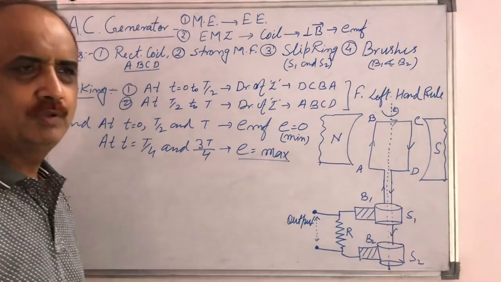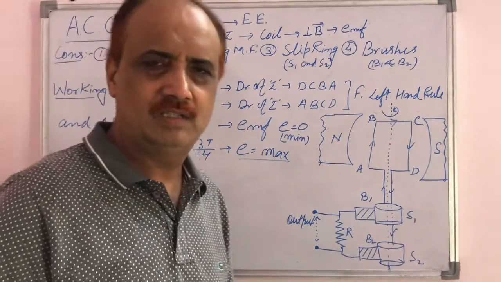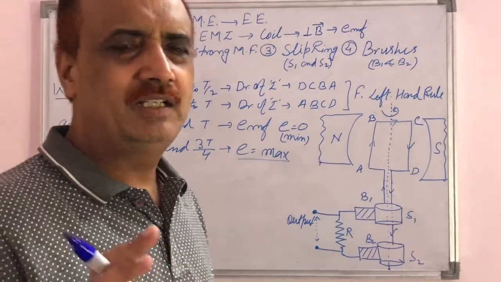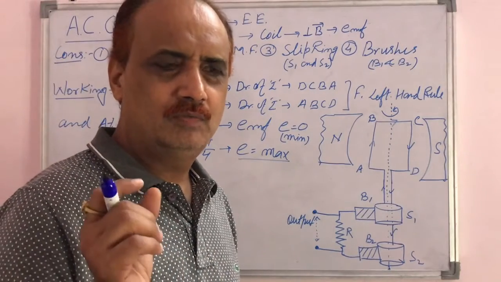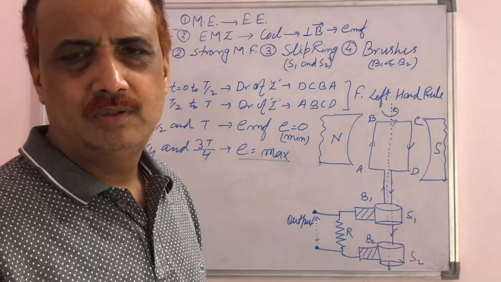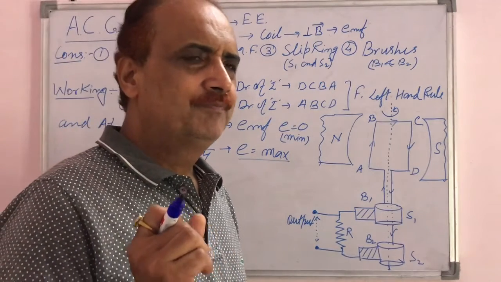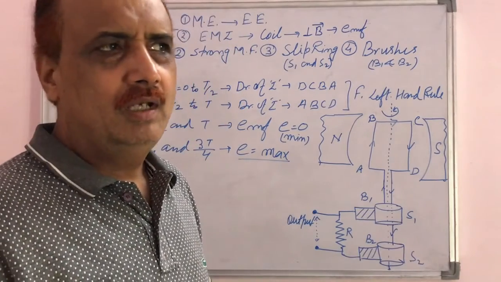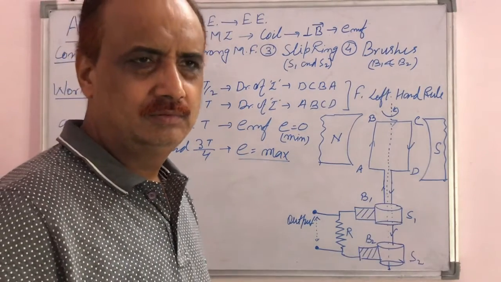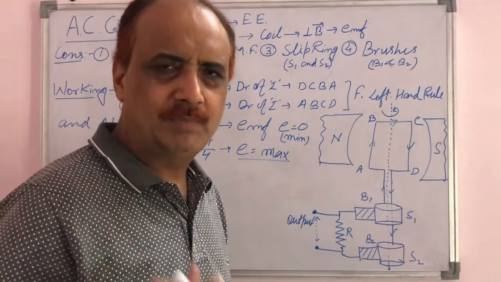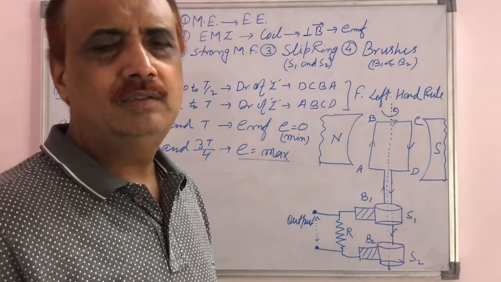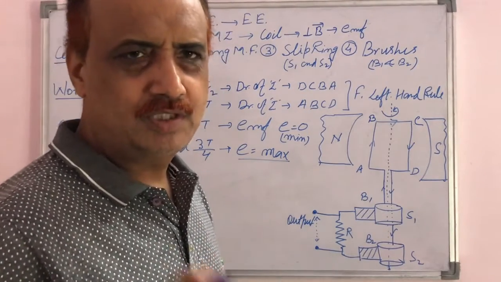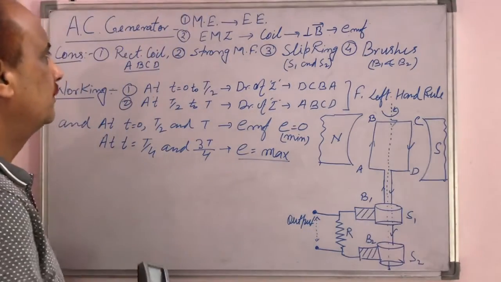Now the second point is, what is the principle of the AC generator? It is based on the principle of electromagnetic induction. If any rectangular coil is suspended in a strong magnetic field, perpendicular to the direction of the magnetic field, then an induced EMF is produced in that coil. So this is the principle of the AC generator.